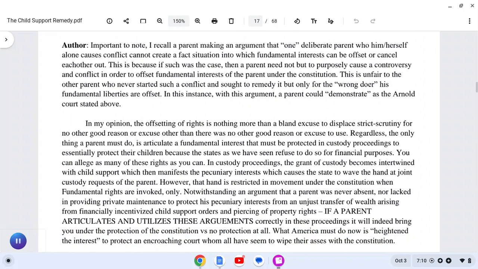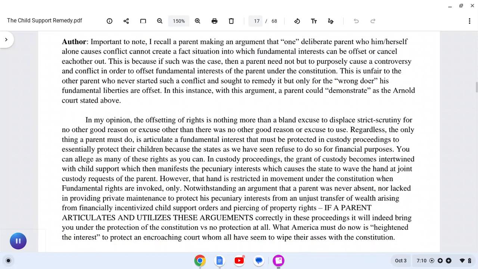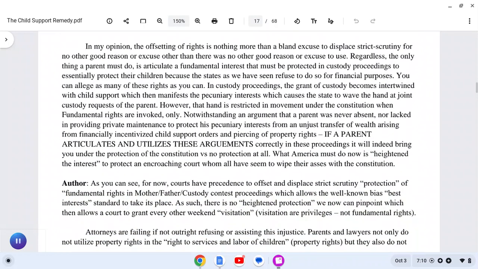Okay. In this instance, with this argument, a parent could demonstrate, as the honored court stated above, in my opinion, that the offsetting of rights is nothing more than a bland excuse to display strict scrutiny for no other good reason or excuse other than there were no other good reasons or excuses to use.